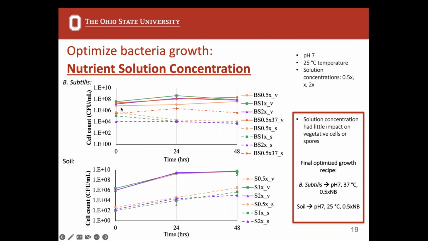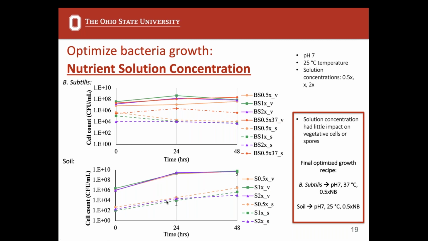So what we see with the Bacillus subtilis is that it doesn't matter what our solution concentration is, we get the same number of vegetative cells. And similarly, we get the same number of spores regardless of solution concentration. However, if we cook that Bacillus subtilis sample at a higher temperature, we can actually generate higher numbers of spores.